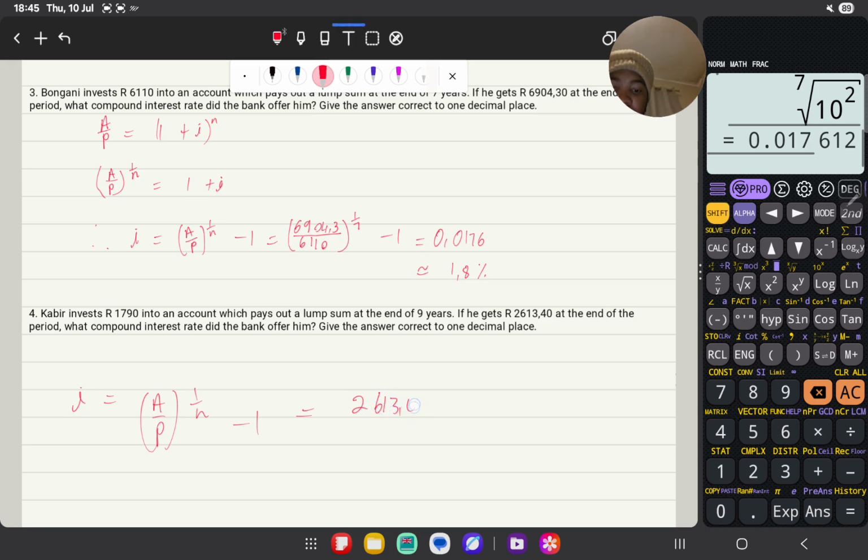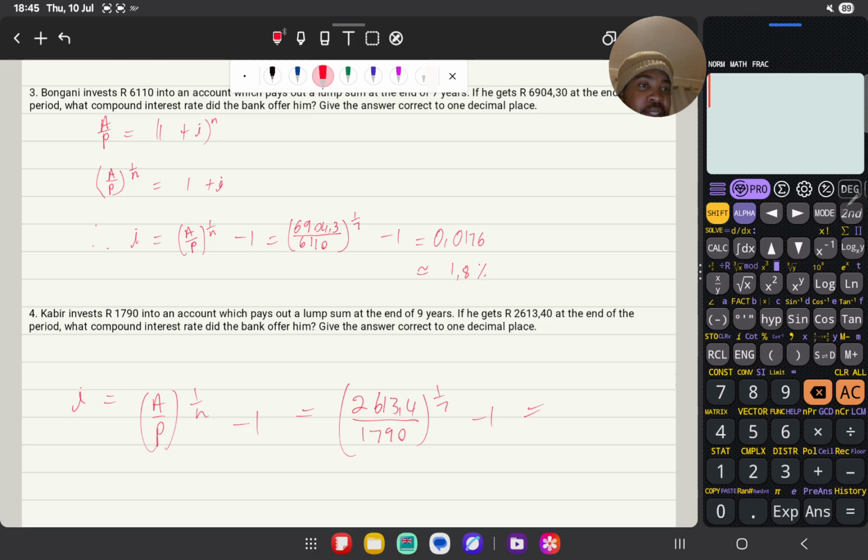So 2613.4 over 1790 to the power of 1 over 9 minus 1. So I press my calculator. 2613.4, 1790, 1 over 9, minus 1, and I am getting 0.04295, which if I round it up, I'm gonna get 4.3%. Right.